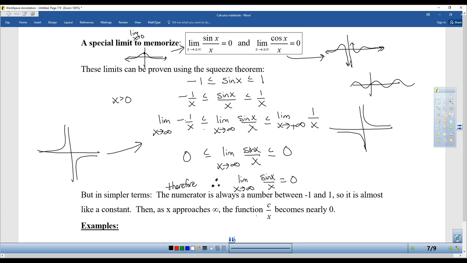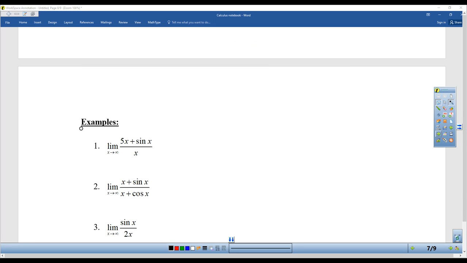That's all it says. In simplest terms, you know the numerator is always between negative 1 and 1, so it's kind of like a constant. And then as x approaches infinity, the function c over x becomes nearly 0, if that's an easier way for you to think about it. Okay. Now, how do we actually use these? Let's do some examples.